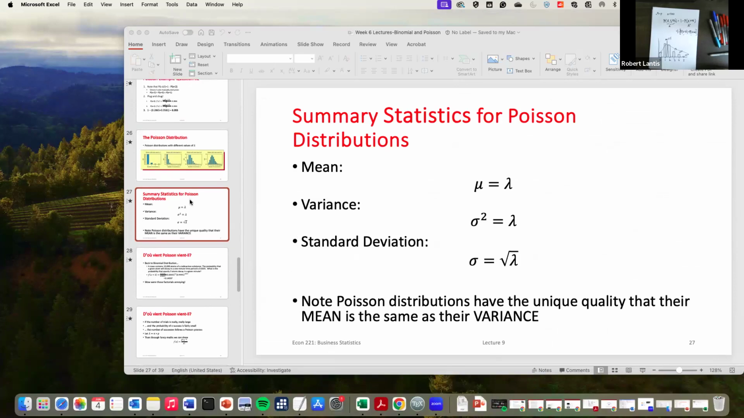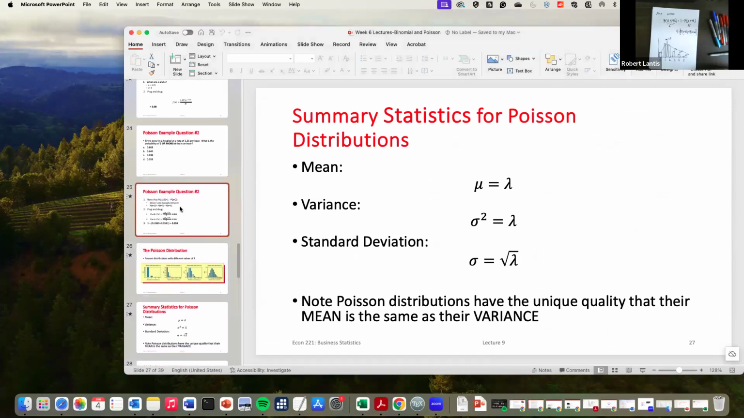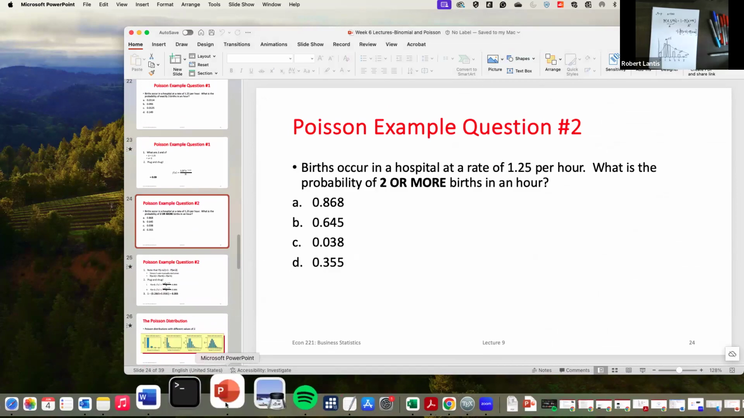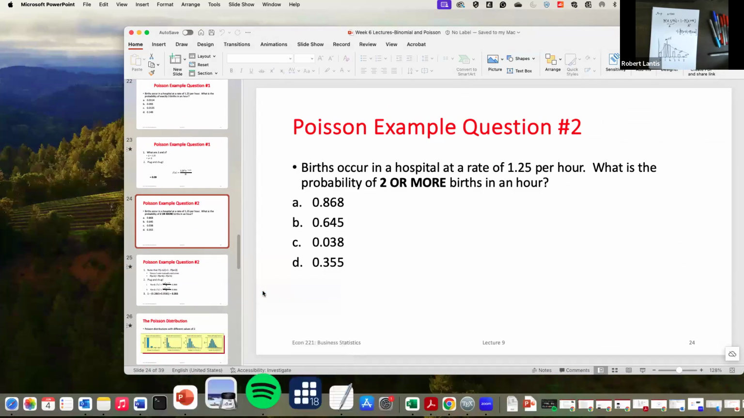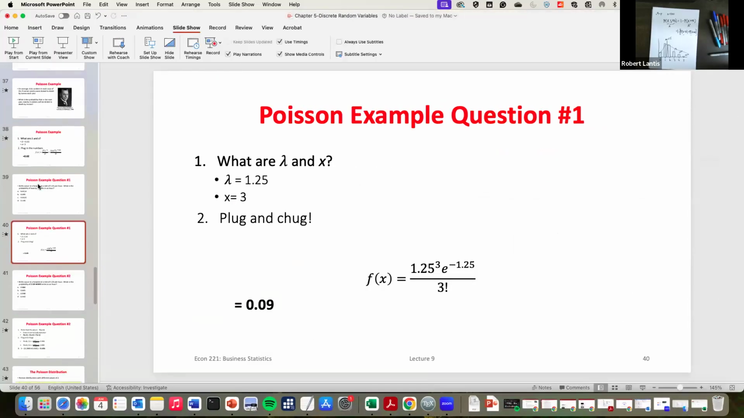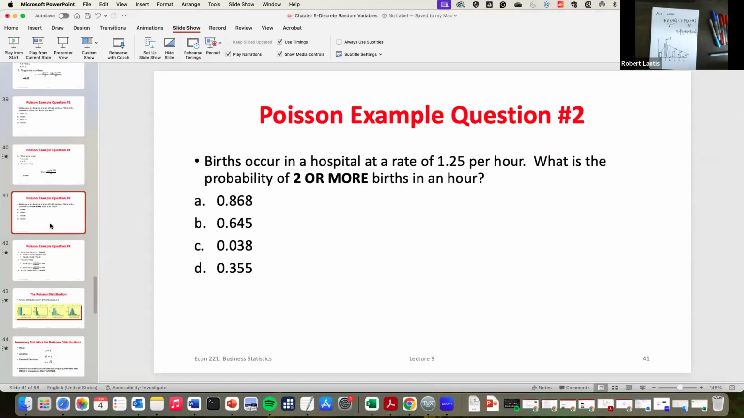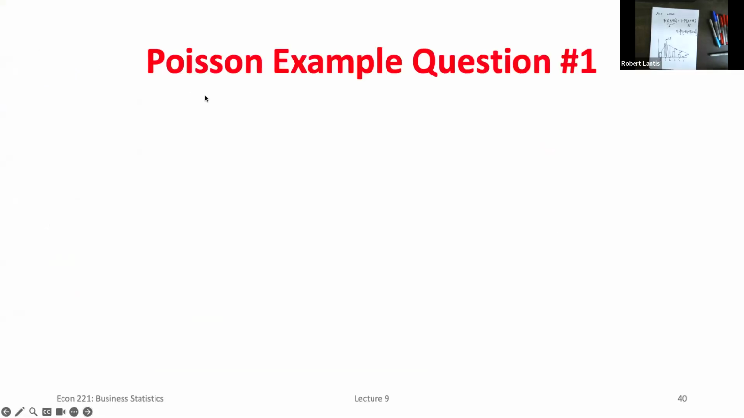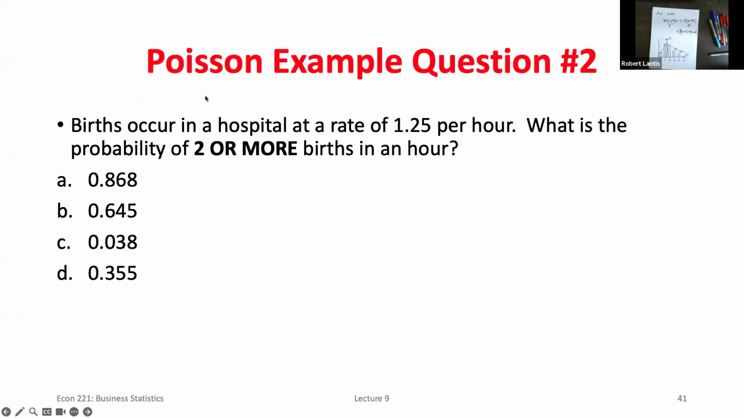So where did we leave off? Too many things open. Here we go. So we did this one, and then I kind of went and did some Excel work. So let's go back and look at this birth rate example.